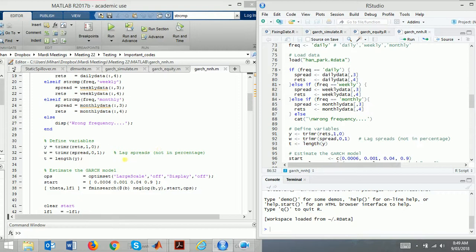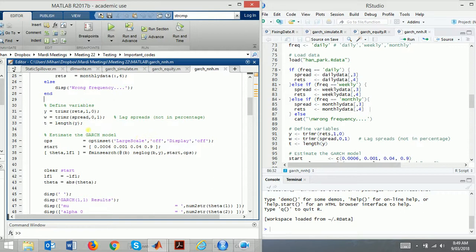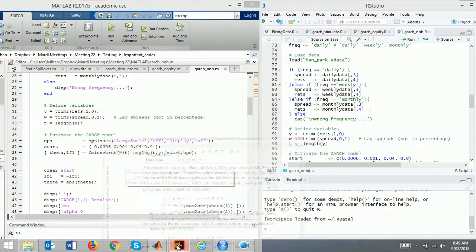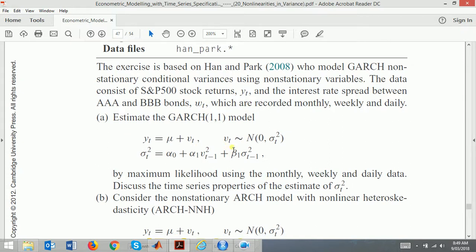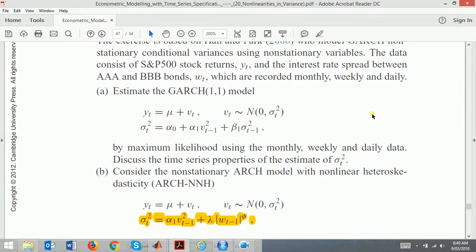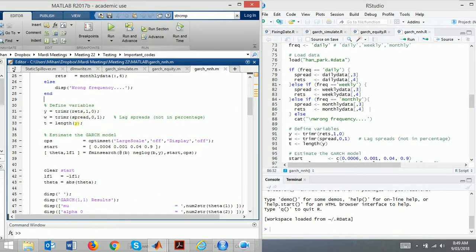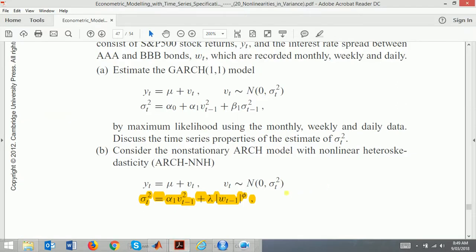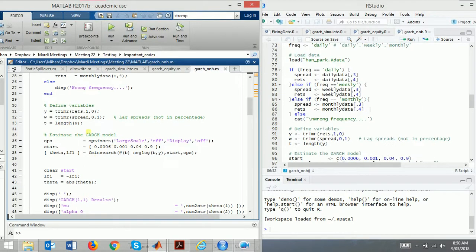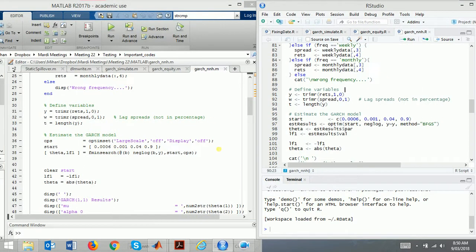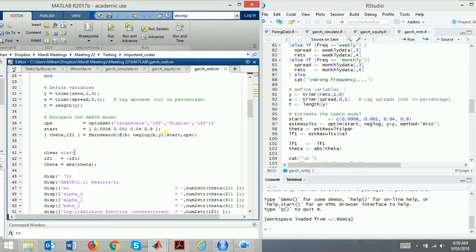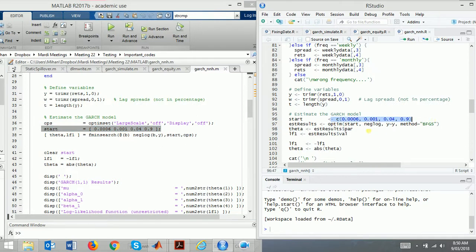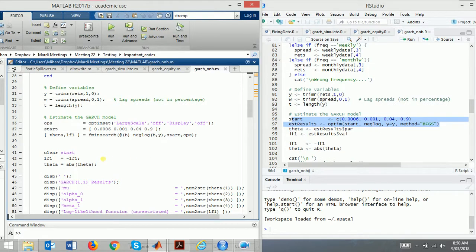So now let's define the variables. Returns and spread y is equal to yt, the current present value of yt, and the past value of omega, which is t minus 1. Lag spreads, not in percentages. So then we estimate the GARCH model. We initialize our model with random numbers, we create a column in R, and then we simply do an optimization to find the GARCH models.